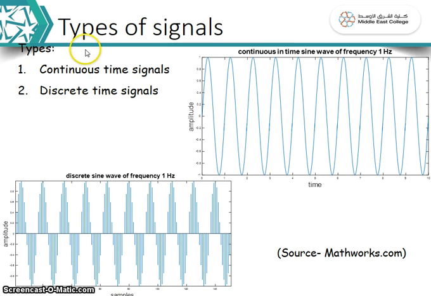Signals are of two types. One is continuous time signals and another one is discrete time signals. The upper one is the continuous time signal and the lower one is the discrete time signal. Continuous time signals will be time versus amplitude, whereas discrete signals will be samples versus amplitude.